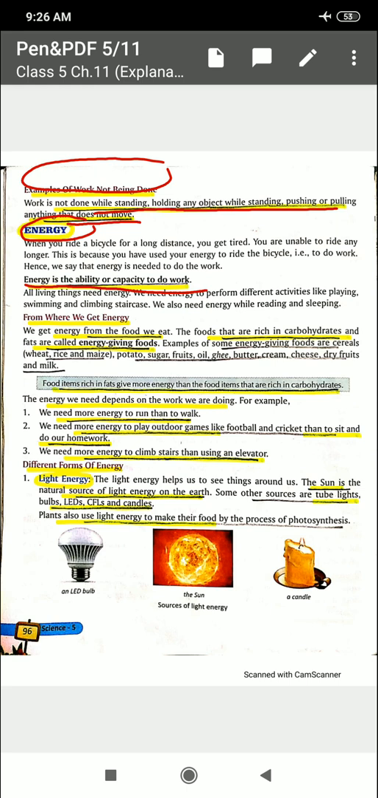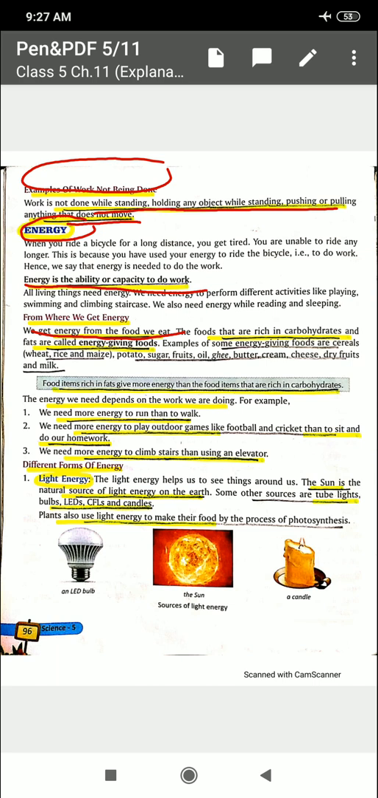And children, from where do we get energy? You know very well that we get energy from the food we eat. Fine. So we get energy from the food we eat. Now in the previous class 4, we have done the chapter food, in which we discussed about the main 5 nutrients present in the food: carbohydrates, fats, proteins, vitamins and minerals.